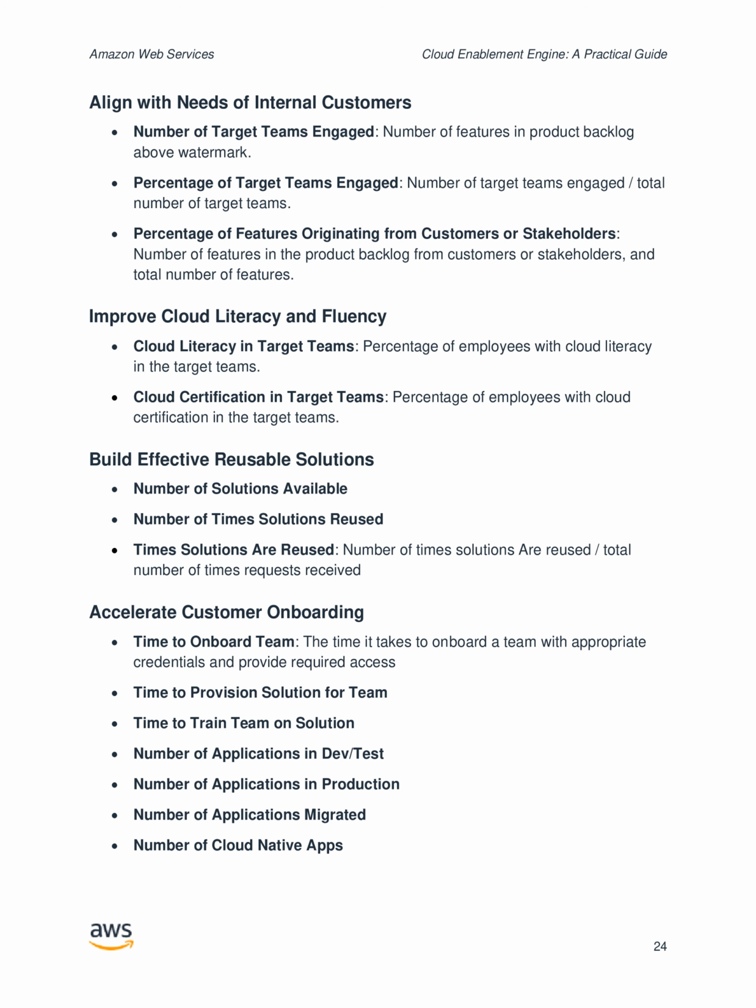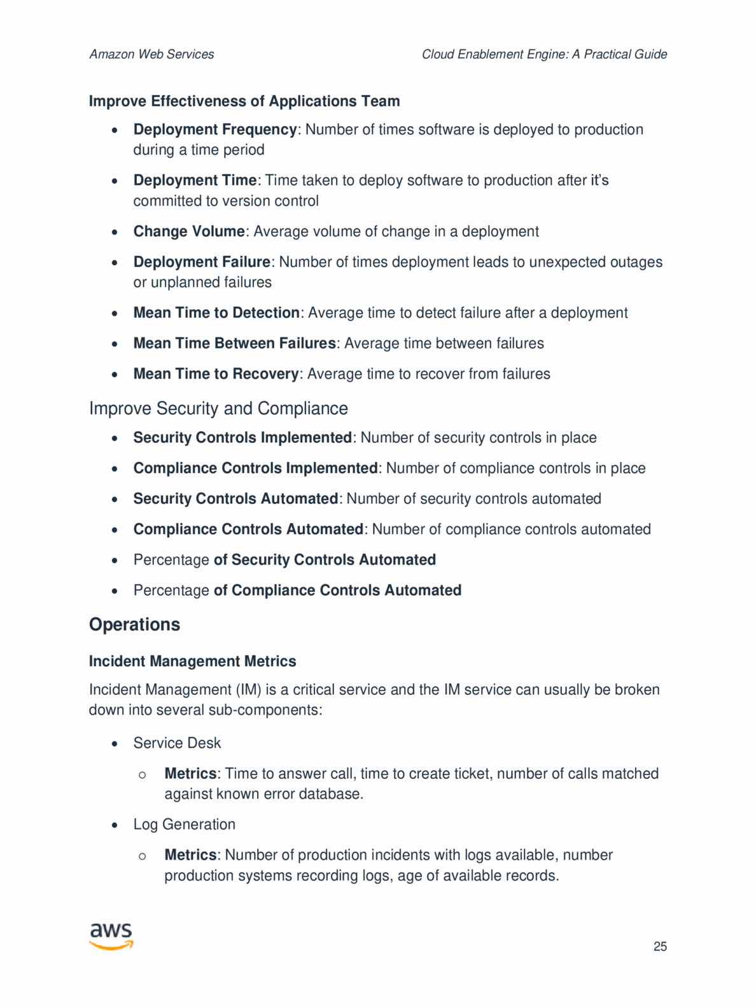Number of applications in dev/test. Number of applications in production. Number of applications migrated. Number of cloud-native apps. Improve effectiveness of applications team. Deployment frequency, number of times software is deployed to production during a time period. Deployment time, time taken to deploy software to production after it's committed to version control. Change volume, average volume of change in a deployment.